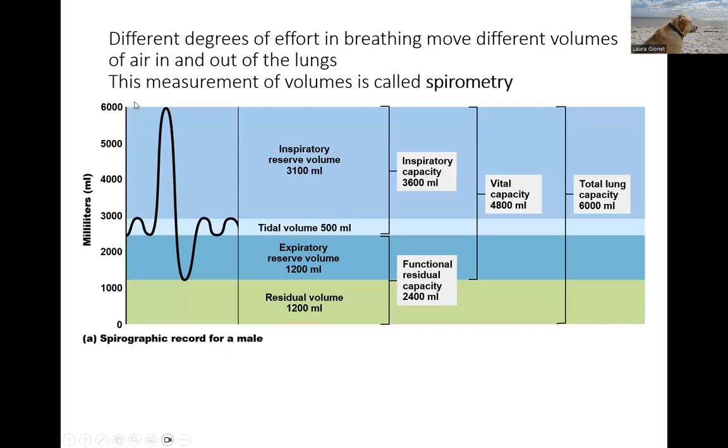And this is just another type of graph for the same thing. Depending on the book you use, these will be slightly different.